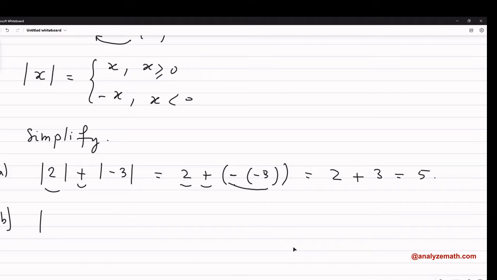Now second example, it's the absolute value of all the expression, negative 2 plus 8. This time I simplify inside the absolute value, that gives me 6. Now 6 is positive, and therefore I apply this, so it gives me 6.